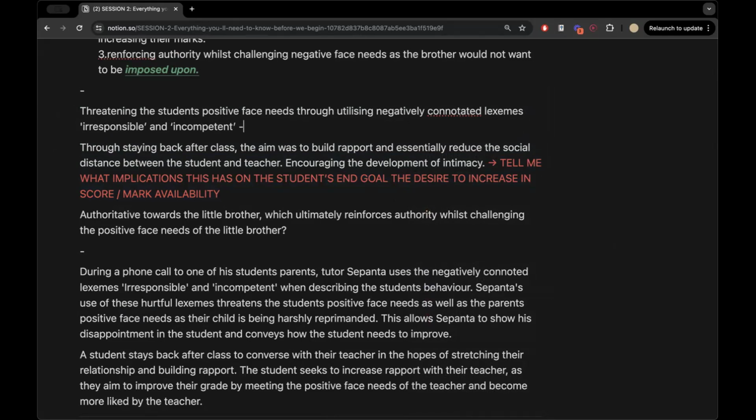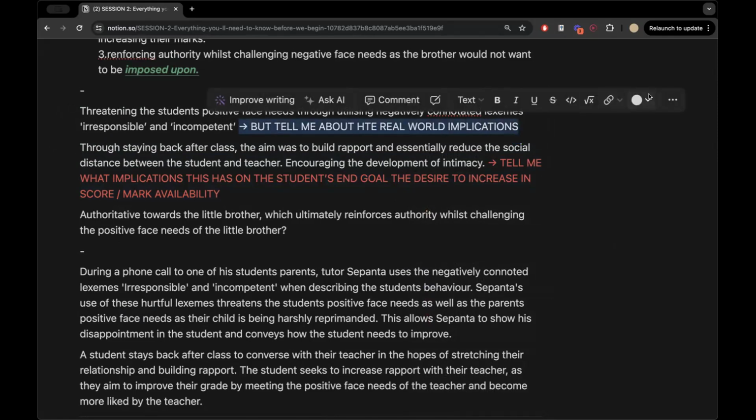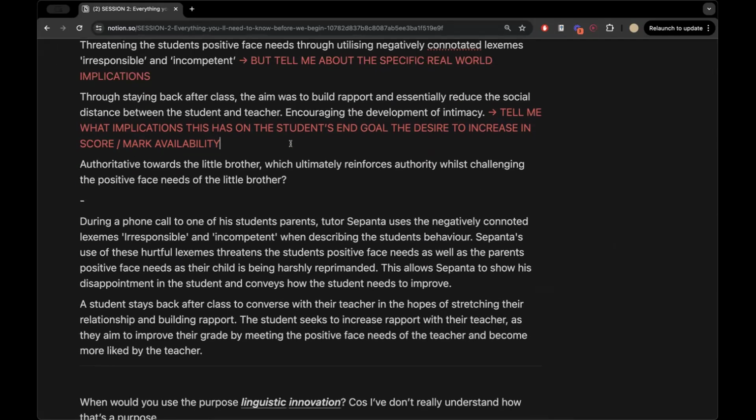Negatively connoted lexemes, right? But tell me about the real world implications. Oh, it's so important to talk about the real world implications. This is not specific enough, right? The specific real world implications, which ultimately reinforces authority whilst challenging the positive face needs of the little brother. Yep, authoritative towards the little brother. Reinforces authority.